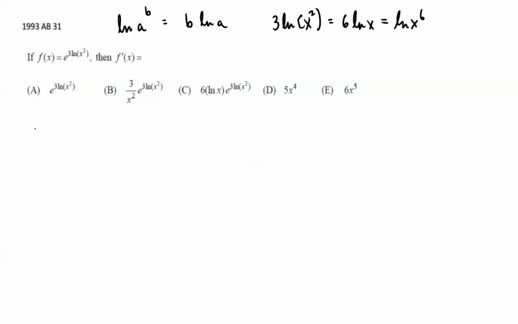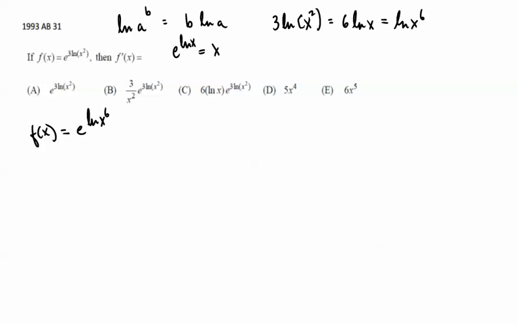So I think the first thing that I would do in this case is rewrite e to the 3 ln of x squared as e to the ln of x to the 6th power. Then another important property of logarithms is that e to the ln of x is just x.